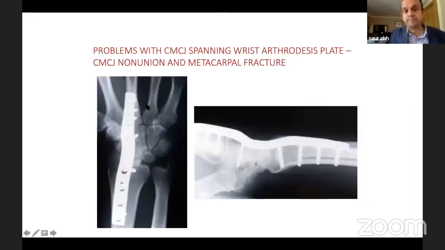The reason being, this is what we used to do 8 or 10 years back. We used to go through the CMCJ. The problem with that is the capitate and metacarpal, the third CMCJ, tends not to fuse up. The other problem is with these screws you can get metacarpal fractures. And finally, the advantage is if your CMCJ is free, it gives you 5 to 7 degrees of extension and flexion. And once you fuse the wrist, 5 to 7 degrees matters a lot to the patients. So I would almost exclusively not do this now. I will always spare this joint.